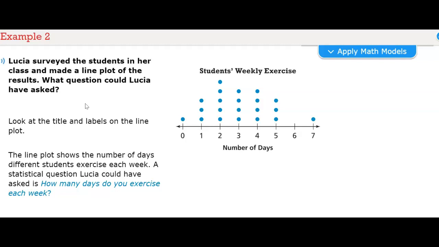A question she could ask could be, how many days do you exercise each week? So each student gave their answer, whether it's 1 day, 2 days, 3 days, and so on. And there's a dot for each answer for that number. And so that's a question that could be asked based on just looking at the data. And that's it.